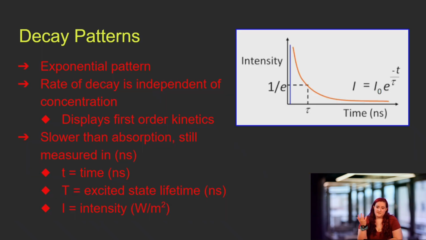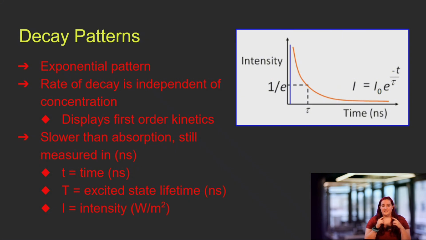And finally, we do have some math involved in this. This is a diagram for decay patterns over time. As you can see, this is an exponential pattern. This is showing the intensity, or how bright the visible light produced is, over time, measured in nanoseconds. This is an example of one used for fluorescence. As you remember, it's roughly 10 to the negative 10 to 10 to the negative 8 seconds. So that 10 to the negative 9 for nanoseconds fits pretty well here.